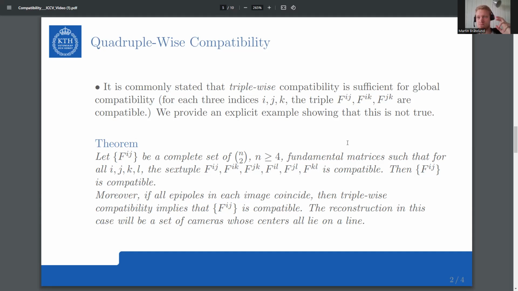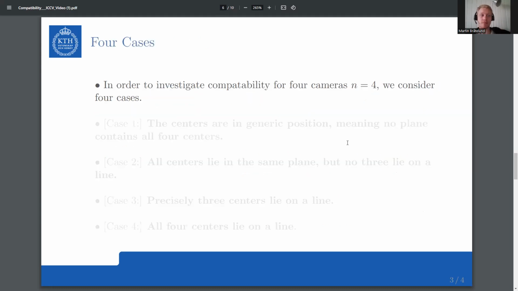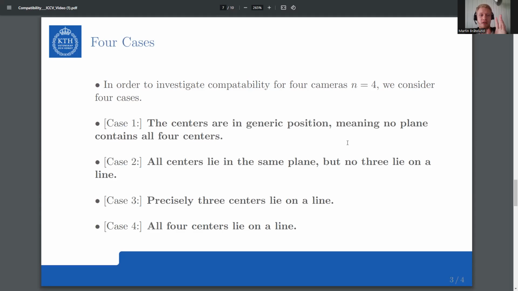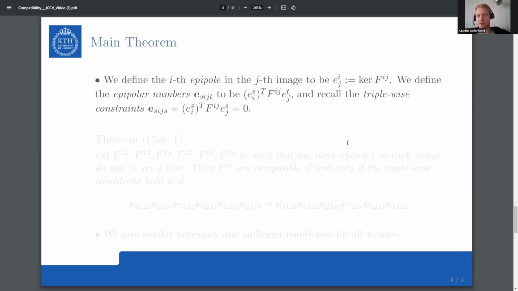So what we really need to find is the conditions for compatibility for four cameras. With four cameras in space, there are really four possible configurations. Case one is where no more than three cameras lie in one plane. In cases 2, 3, and 4, they all lie in the same plane. Case one is the general one, and it is the one I will be giving in this video. The paper has all of them.